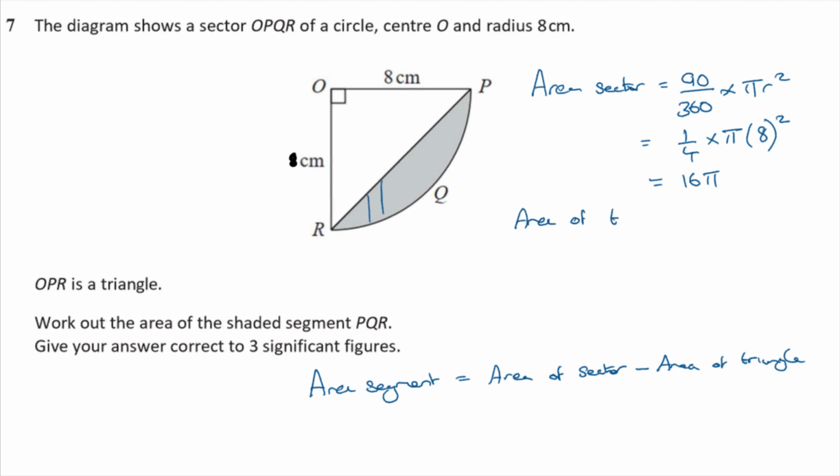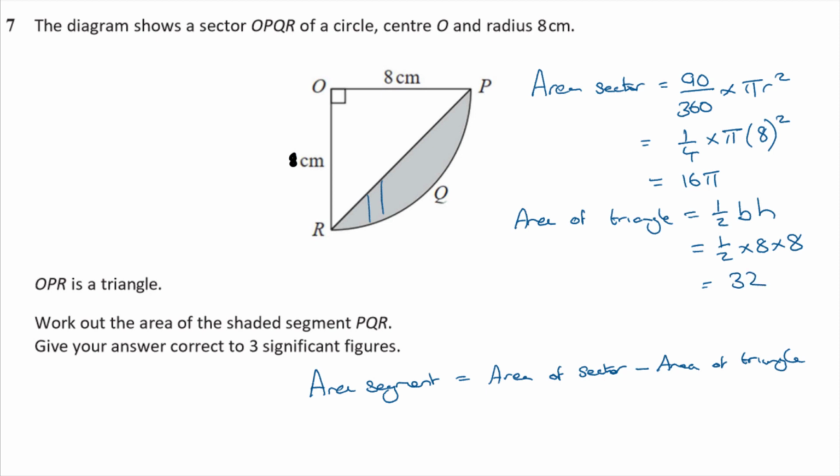Area of triangle. Now that's just half base times height, isn't it? Because it's a right angle triangle. I know the base, I know the height. So I can just use half base height, which is going to be half times 8 times 8 then, isn't it? So it's half of 64, which is 32.